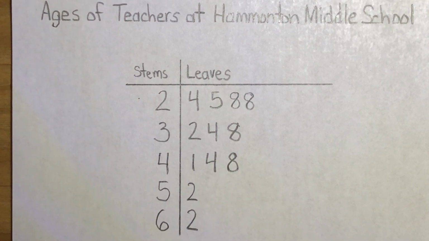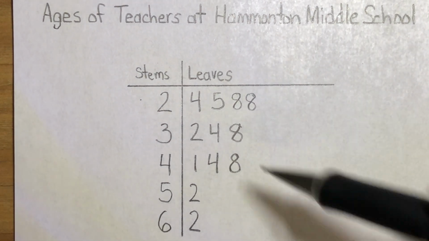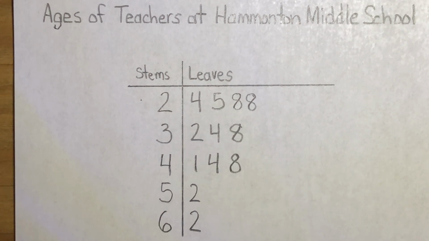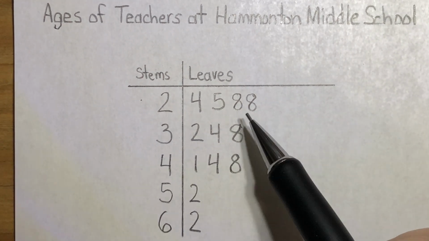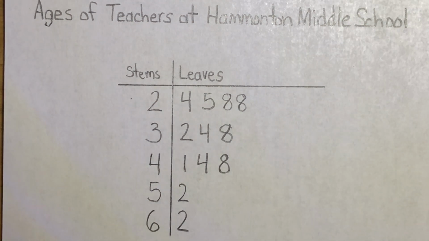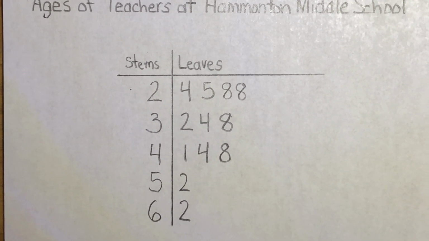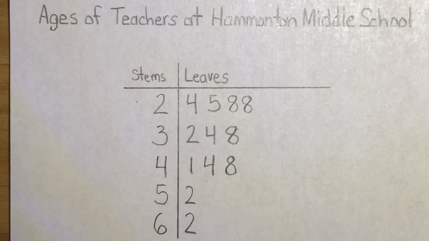Now, when we look at this, a couple of things can happen. If I asked you the mode of this data, somebody might say the mode is 8, but trust me, there's no 8-year-old teachers at Hamilton Middle School. The most common answer was 28 because it appeared twice. So that's one thing you certainly have to be careful of when you're reading a stem and leaf plot.